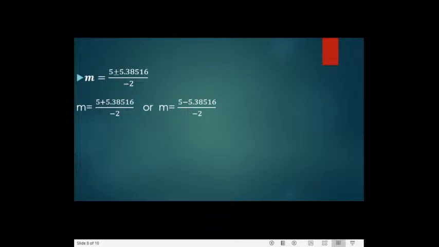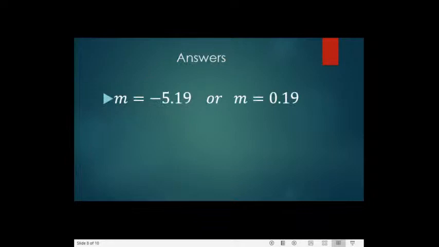Since there are two signs of plus or minus here, we are going to split them. The first one we are going to add, then divide by negative 2, and the other one we are going to subtract, meaning we have 5 minus 5.38516 divided by negative 2. So from here we proceed to our answers. For m, we have m is equal to negative 5.19, or m is equal to 0.19.